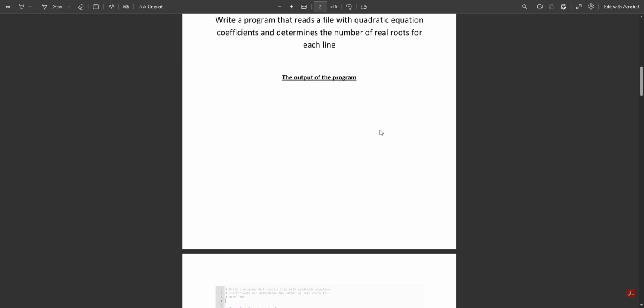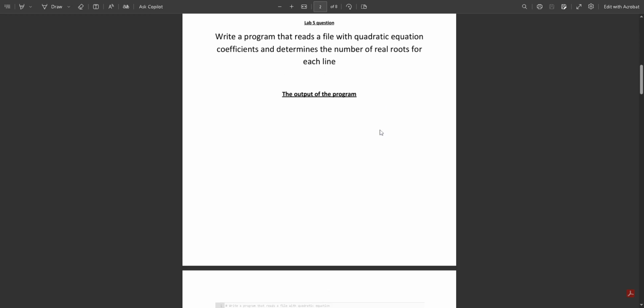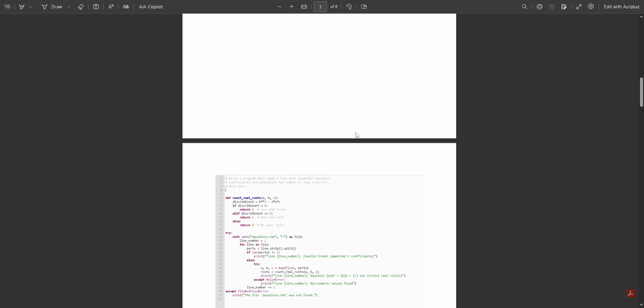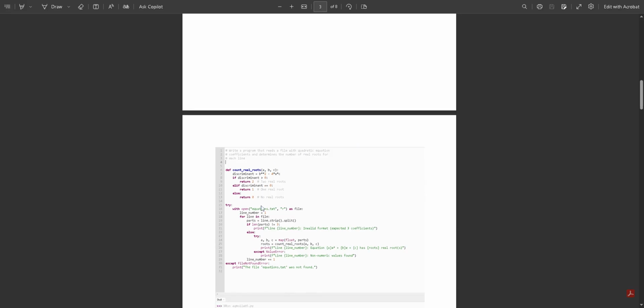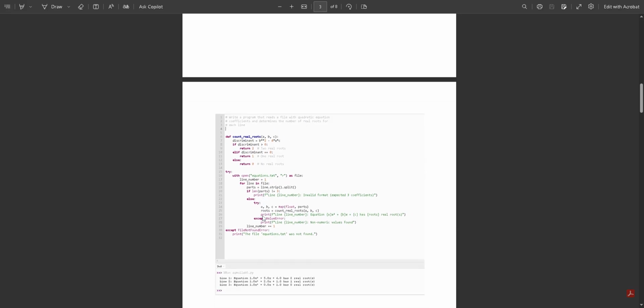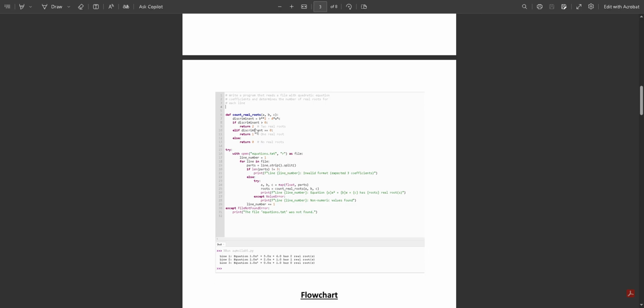So what I'm to do is create a .txt file with the equations. What I used was an equation.txt file. This is it here. It has three equations. So I am to read the coefficient of each value, and this is my discriminant.